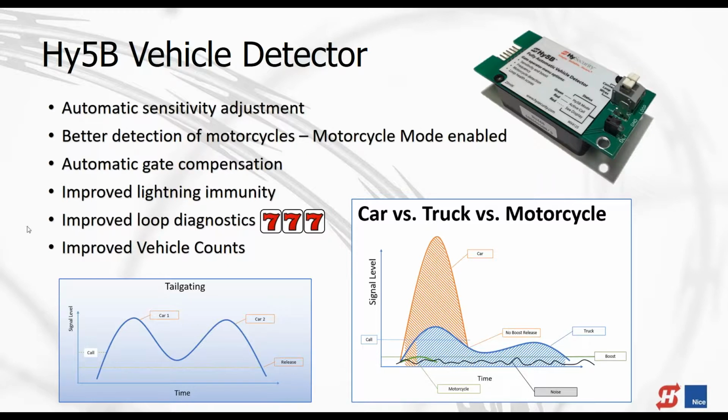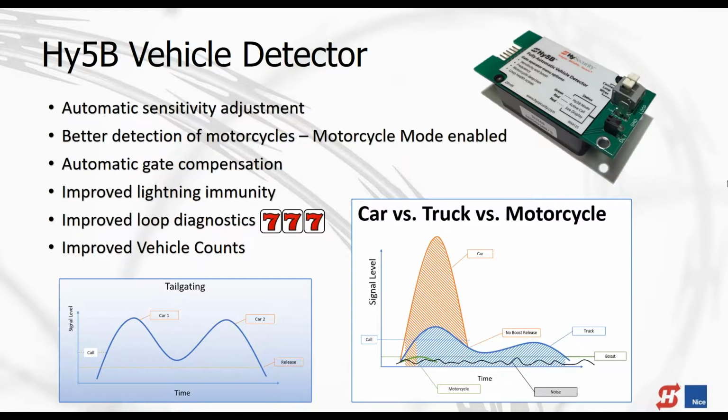It's automatic sensitivity adjustment. On the HY5A, we had a little dial there that you could set that. There's no dial here. It's auto sensitivity. You can override that in the operator software. You can do a manual adjustment, but automatic sensitivity adjustment works fine.